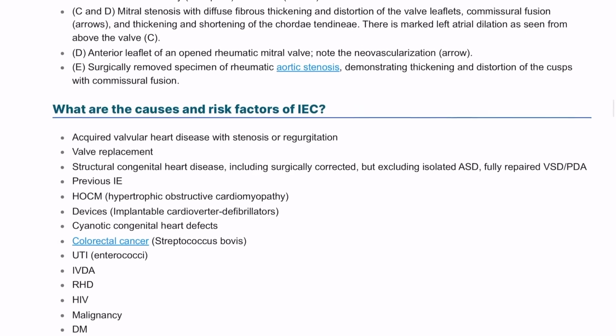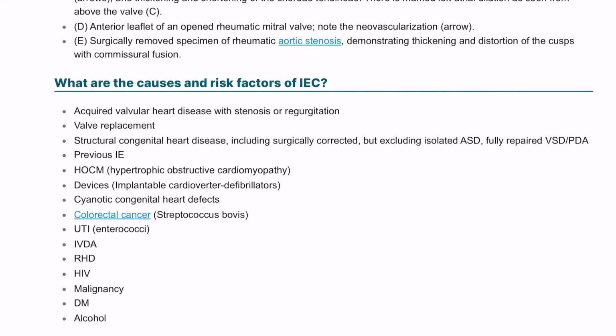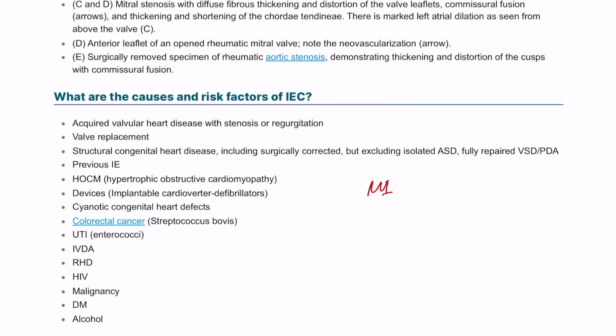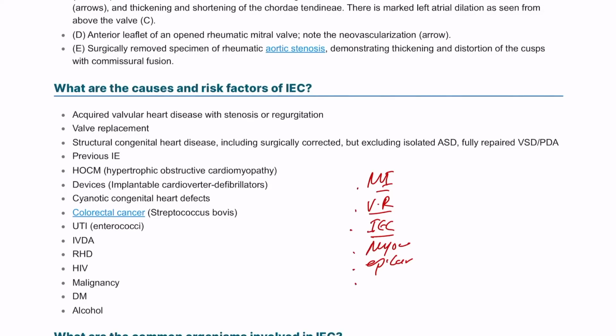Well, causes and risk factors of infective endocarditis. We mentioned some cardiogenic causes. If any patient had a previous myocardial infarction, or they have a valve replacement, or let's say previous infective endocarditis, or maybe myocarditis and pericarditis as well, and also we mentioned rheumatic heart disease or congenital valve disease as well, and maybe cardiomyopathy. So basically, any cardiac condition will increase the risk by different percentages.